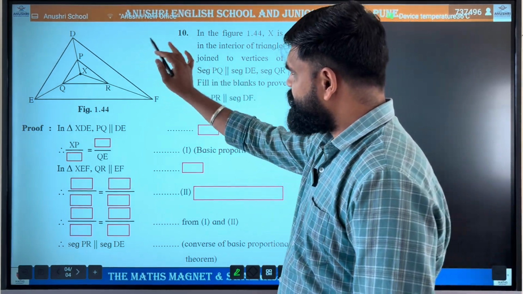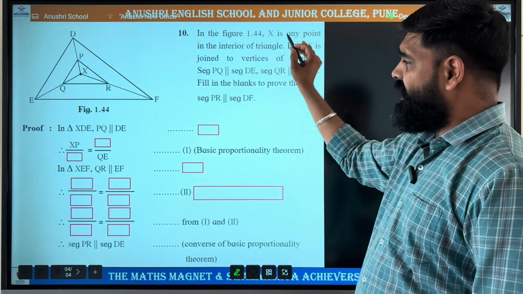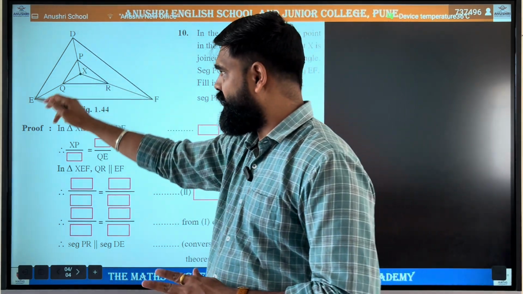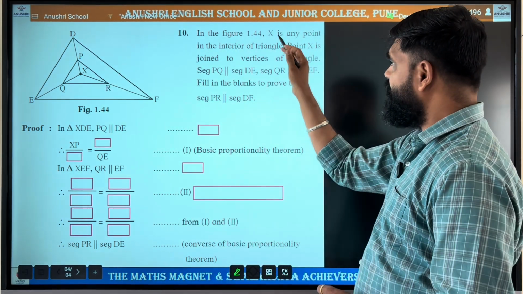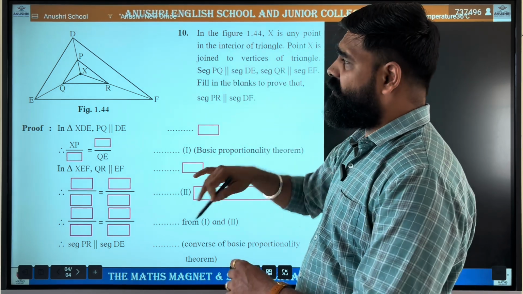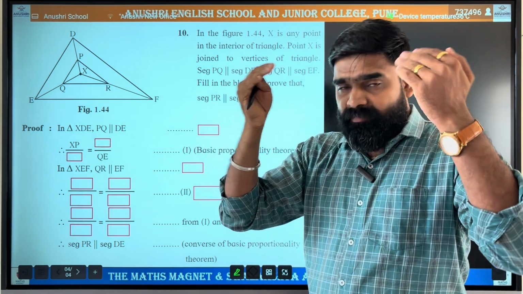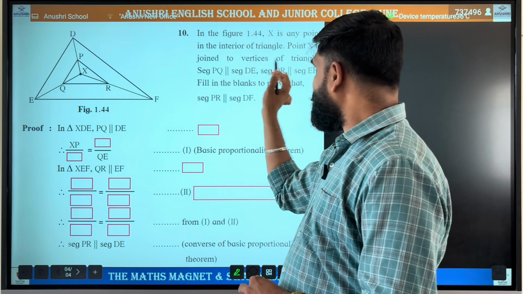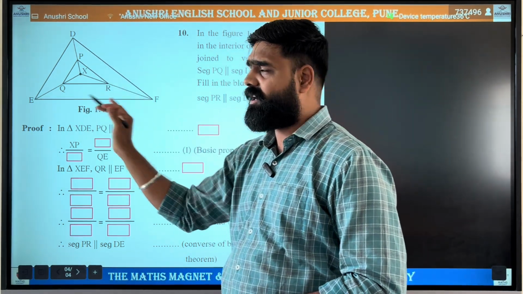In this question number 10 we have a figure with triangle PQR and triangle DEF. There are two triangles, one bigger and one smaller. In the figure, point X is any point in the interior of the triangles. X is the point placed at the interior of both triangles, and point X is joined to the vertices of the smaller triangle and also the larger triangle.